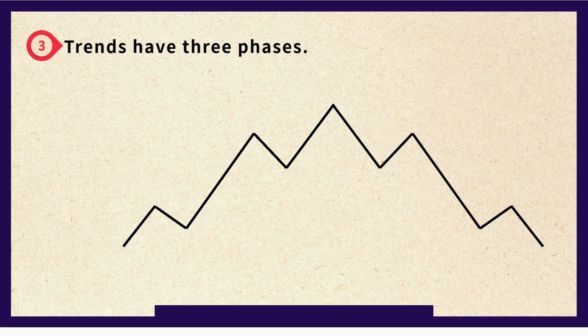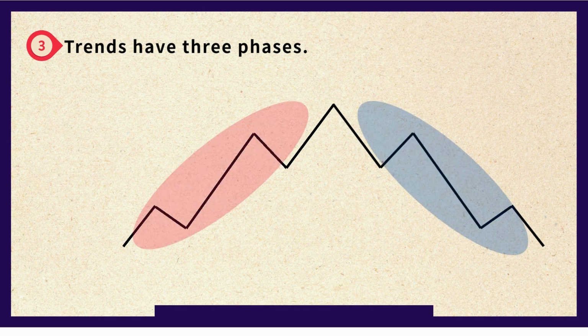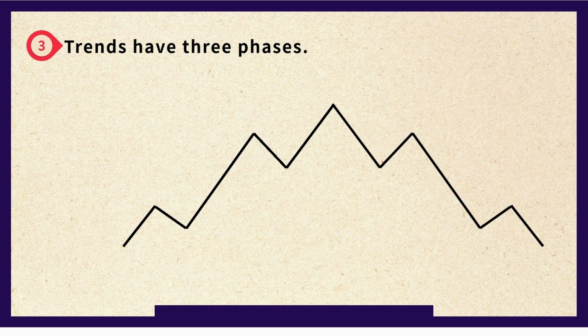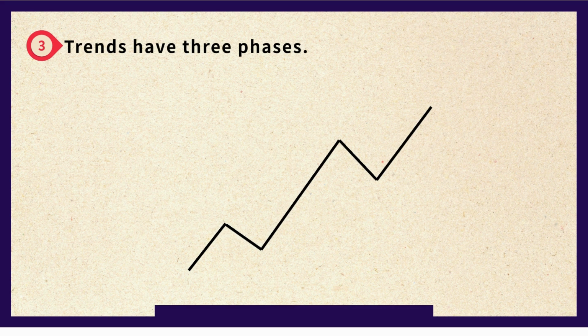First, let's look at the three phases of a trend. In Dow theory, trends are defined as having three phases. Here I will explain these phases for both uptrends and downtrends. The structure is almost the same for both, so I will first explain using an uptrend as an example.